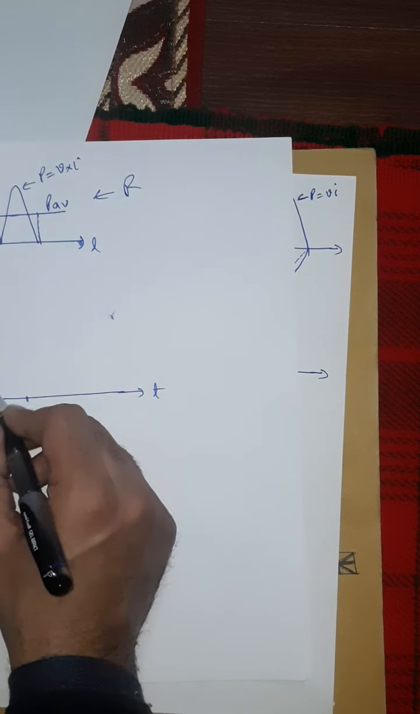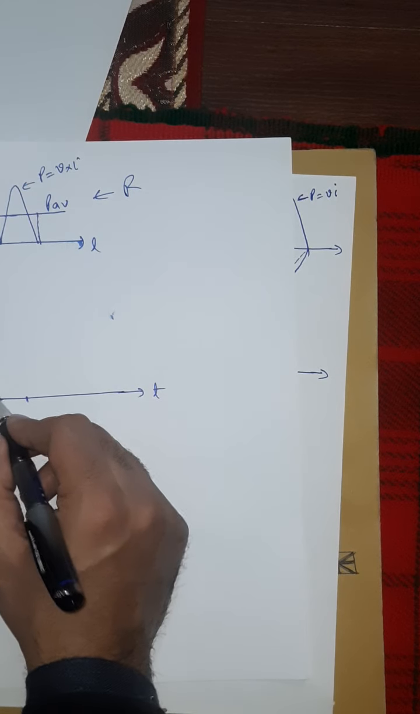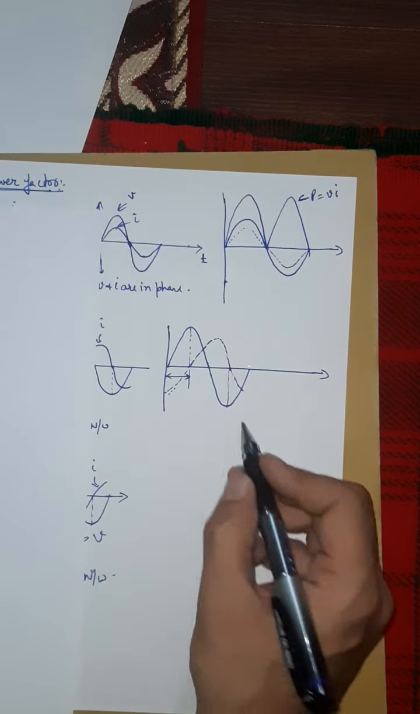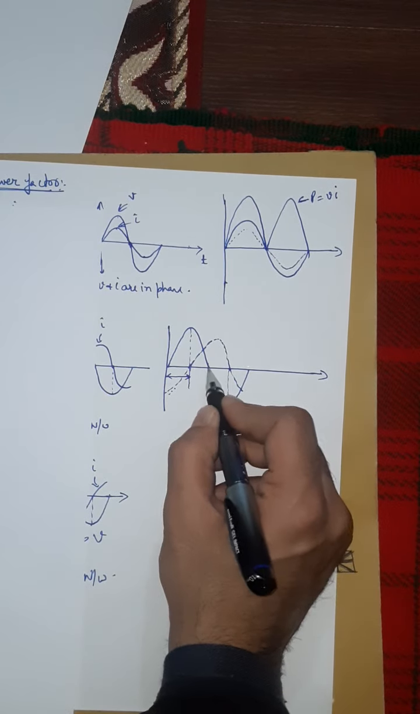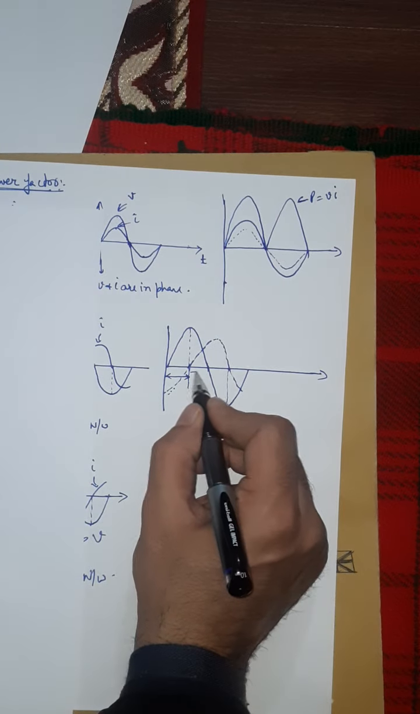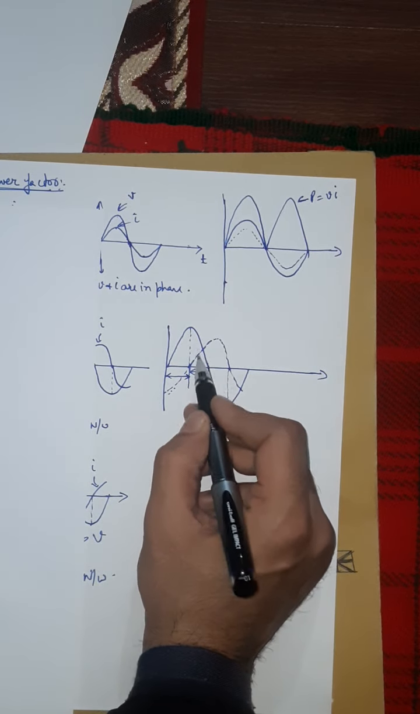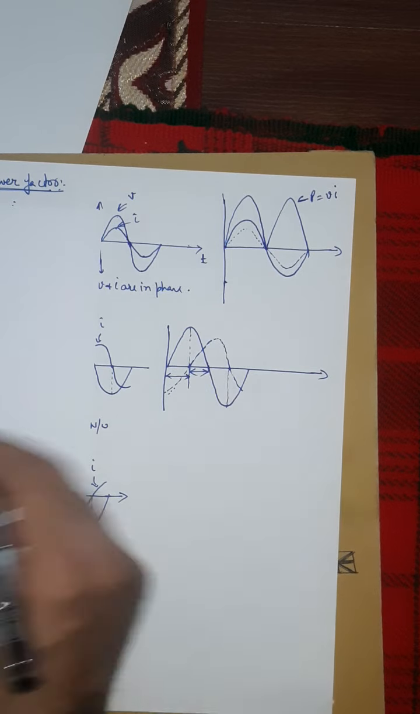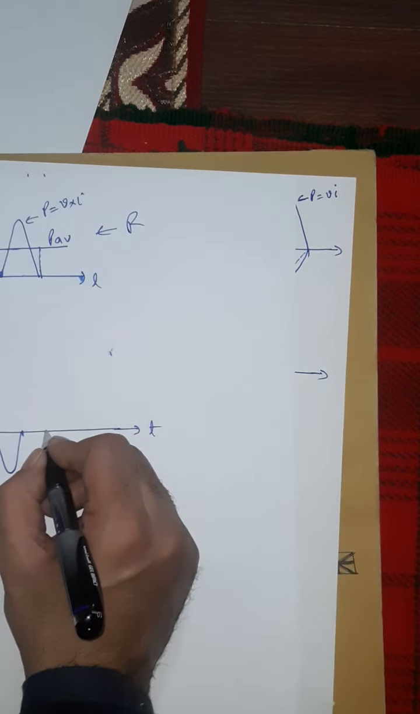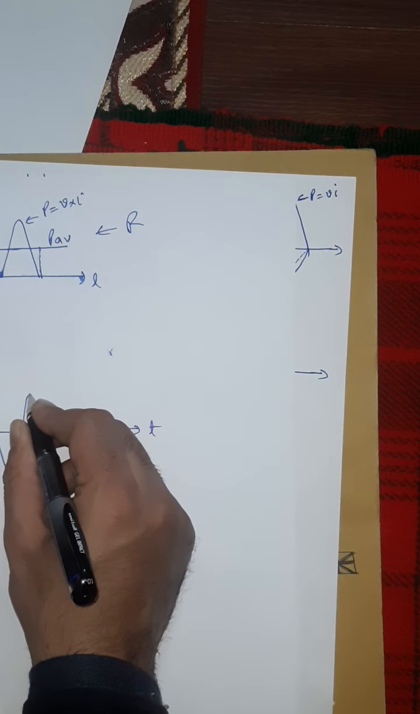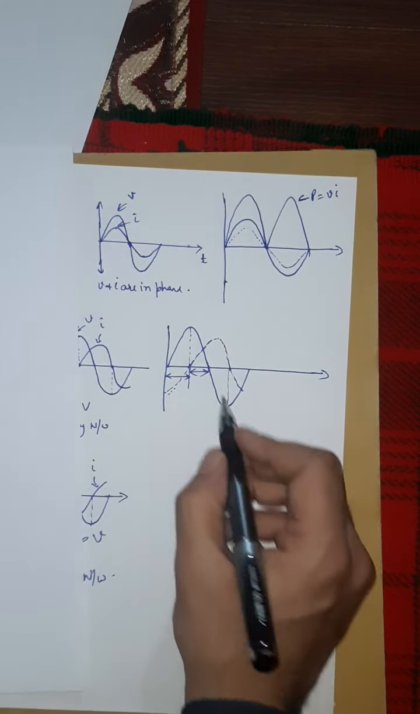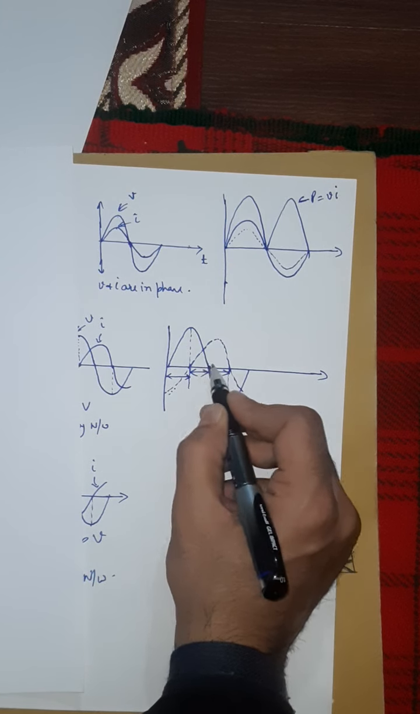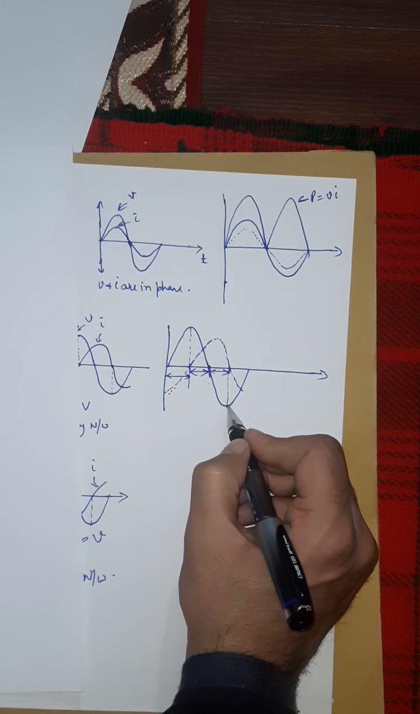So the power will go like this. Like this. Okay, then from this point to this point, this much time, both voltage and current are positive. So the power will be positive again. I'm saying it is this much time, so power will be positive here. Got it?